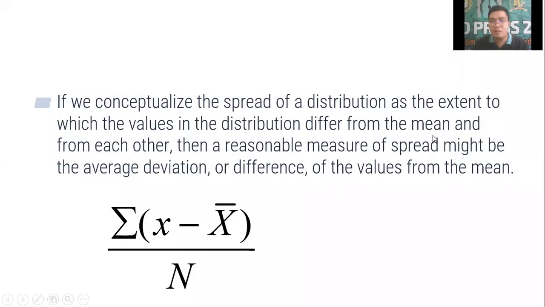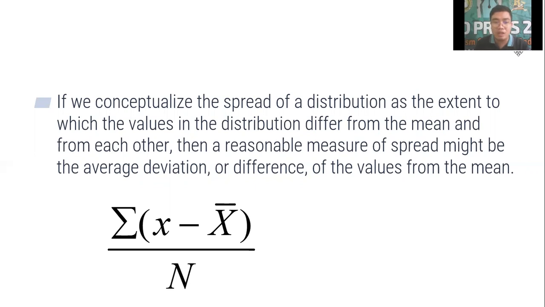Now, if we conceptualize the spread of a distribution as the extent to which the values in the distribution differ from the mean and from each other, then a reasonable measure of spread might be the average deviation, or the difference of the values from the mean. So how far are the values from the mean? For example, your average in the second grading is, let's say, 92. How far is the highest score, which is 96, from 92? How far is the lowest score, which is 85, from 92? And that is how we make use of our variance.